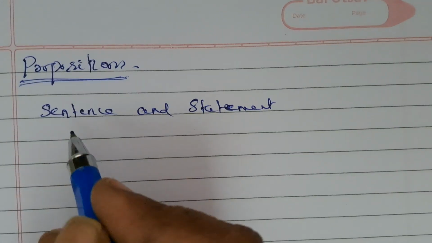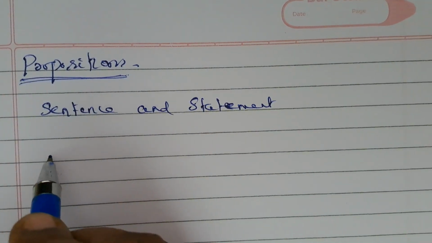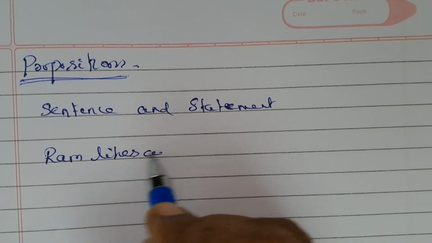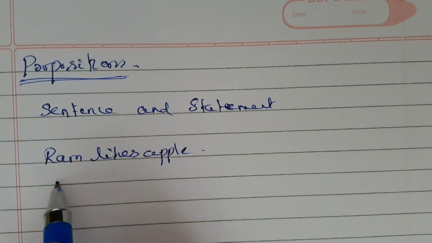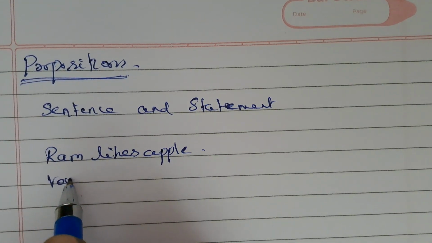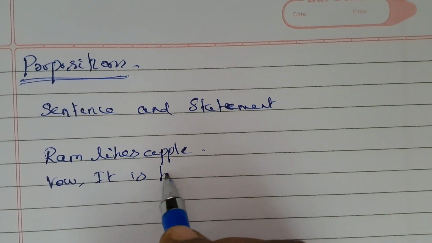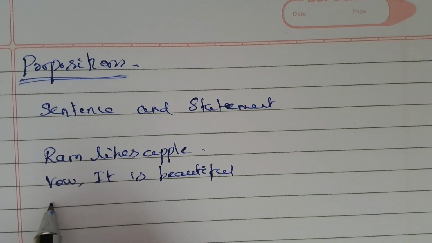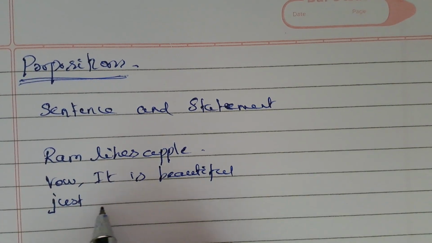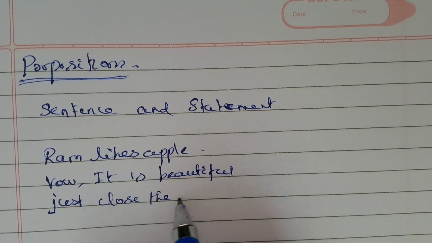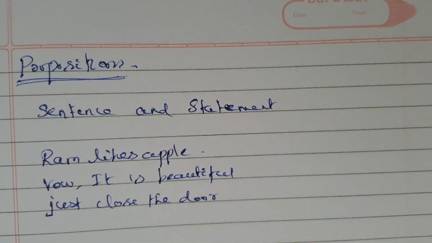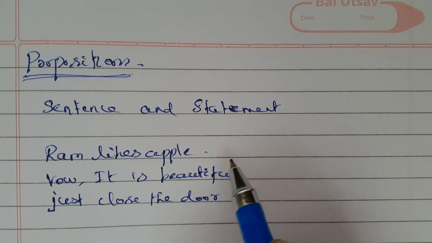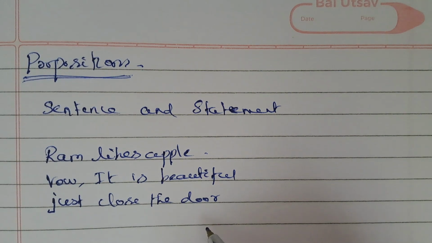A sentence may be anything. For example, suppose Ram likes apple. Wow, it's beautiful. Just close the door. So you can see all these sentences, and from this we can classify whether it is a statement or not.